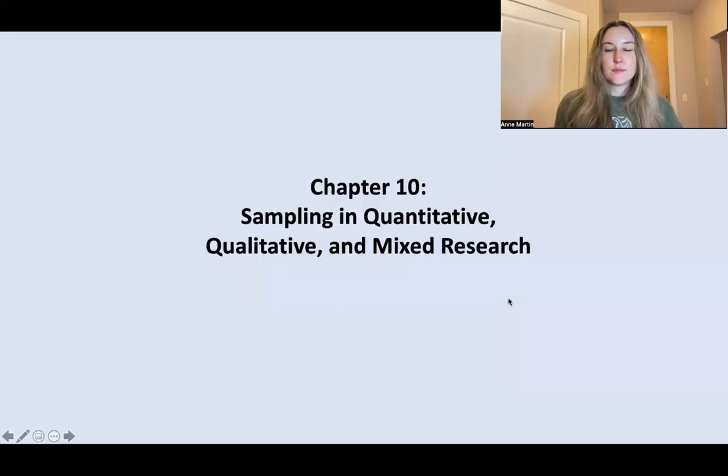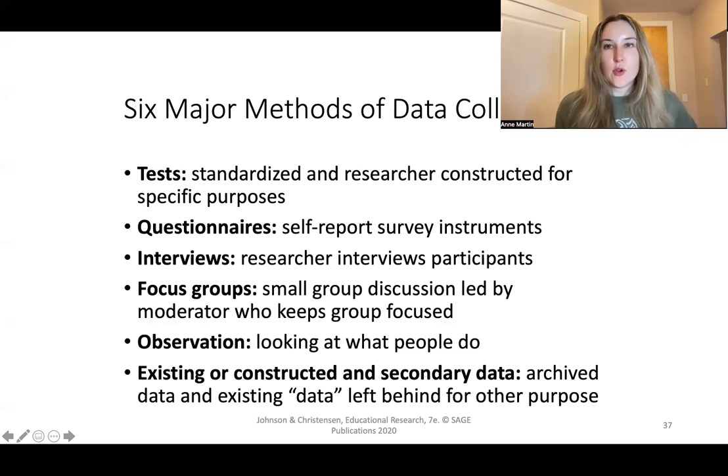data collection. I also want you to take a look at the difference between data collection methods and your research design. So research design would be qualitative, quantitative, mixed methods research. And then within that, you need to choose a data collection method that is consistent with your overall design.